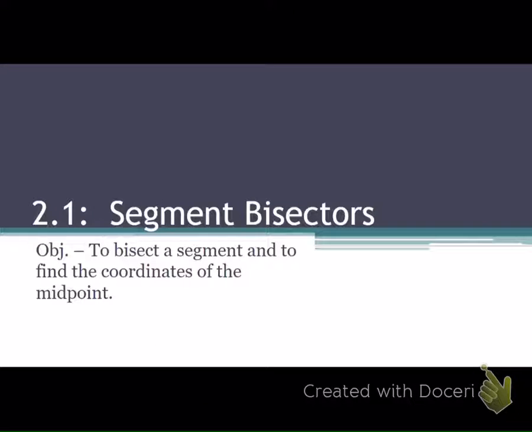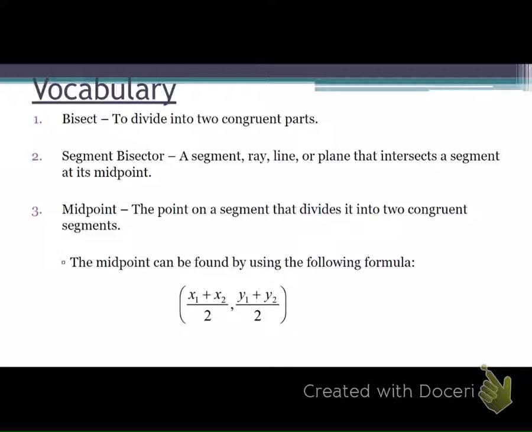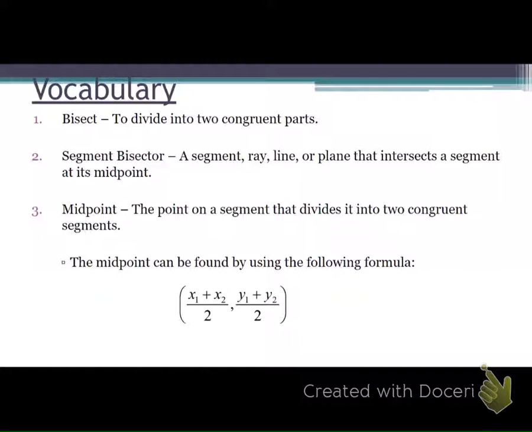2.1 is segment bisectors. The objective is to bisect a segment and to find coordinates of the midpoint. So we had 3 vocab words. To divide into 2 congruent parts is bisect. A segment, ray, line, or plane that intersects a segment at its midpoint is the segment bisector, and a midpoint is the point on a segment that divides it into 2 congruent segments.